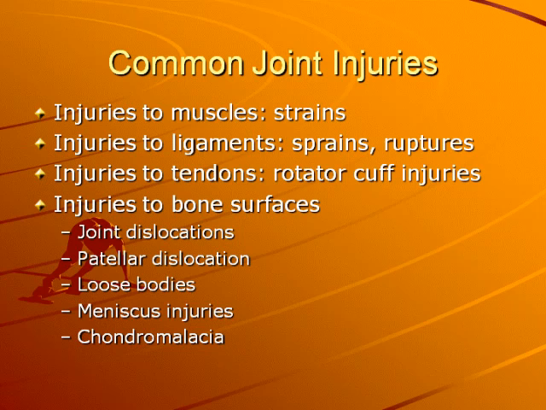Injury to tendons, rotator cuff injuries, we'll talk about that in just a minute. A dislocation of a joint means the bone ends have been displaced from their area in the joint capsule, meaning that they don't meet anymore. Common dislocations are in the shoulder and the knee.